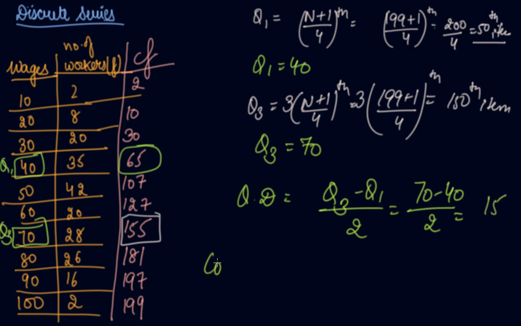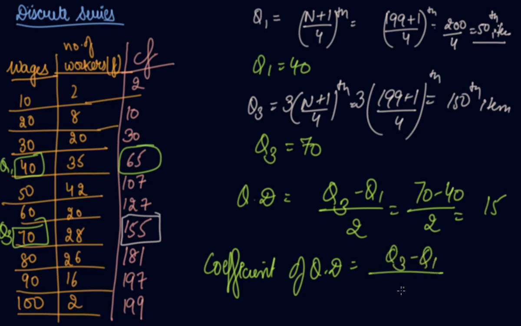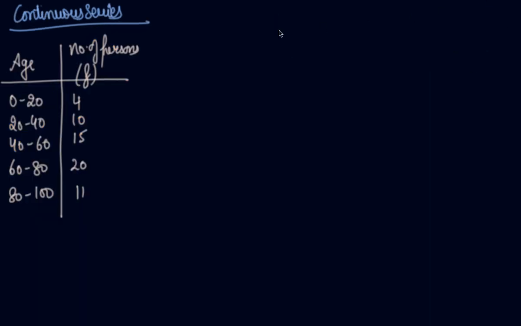Then we can find out the coefficient of quartile deviation, which is equal to Q3 minus Q1 divided by Q3 plus Q1, which is equal to 70 minus 40 divided by 70 plus 40, which is equal to 30 divided by 110. So it is 0.27. So we find out the quartile deviation and the coefficient of quartile deviation in the case of discrete series. Now we are given the continuous series.